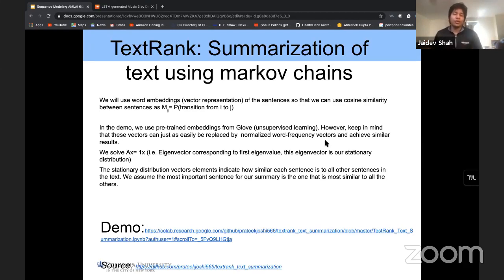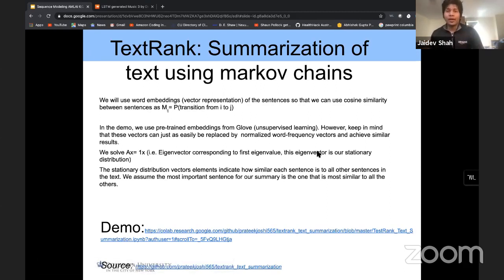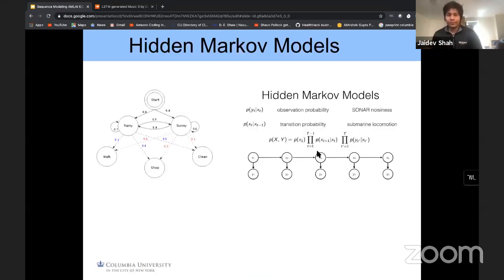And I also went through a demo last time. You can check this out here. But again, this was just one of the initial algorithms people came up with to summarize documents. But now this has reached an entirely different level because of deep learning.